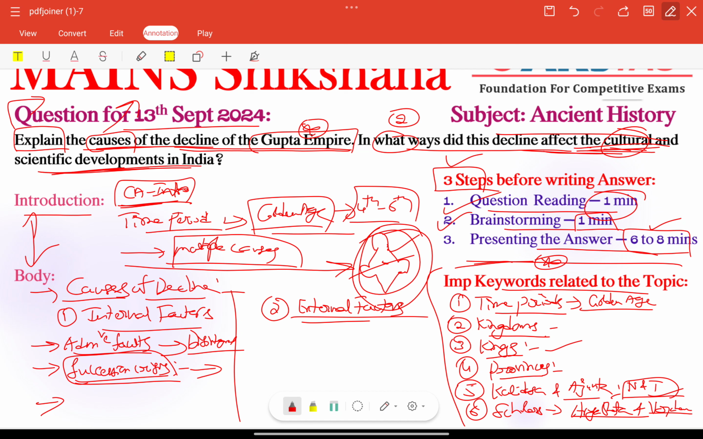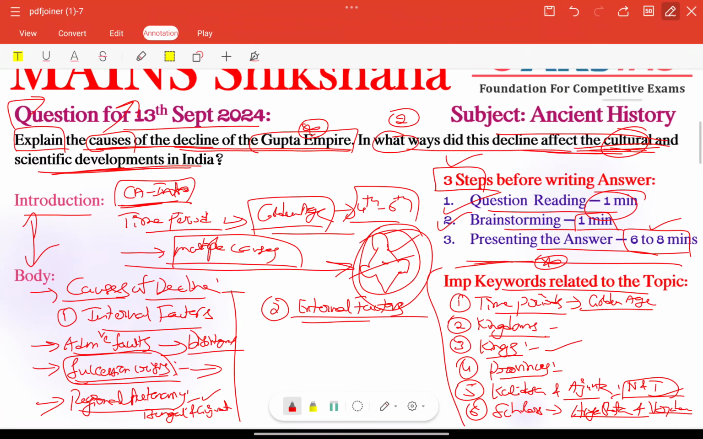Other than that, we can talk about regional autonomy also, right? Whenever the Gupta central authority was declining and weakening, local rulers and governors began to seek greater independence. That is the main case here. For example, this regional autonomy further fragmented the empire, leading to loss of control over important provinces, what we have, Bengal and Gujarat also. Very important, right? We need to give these types of examples here.